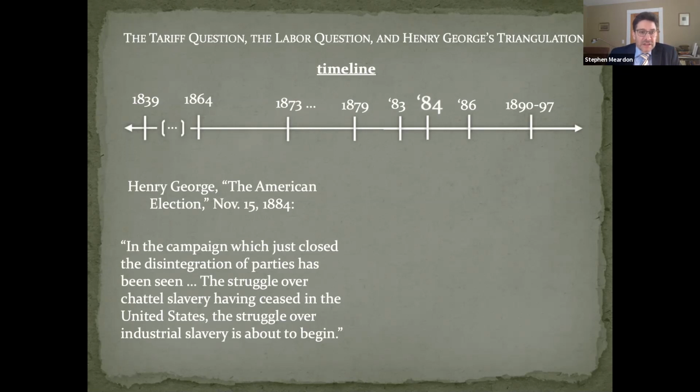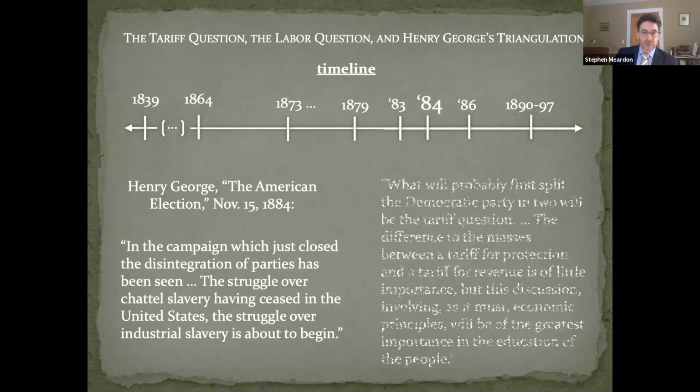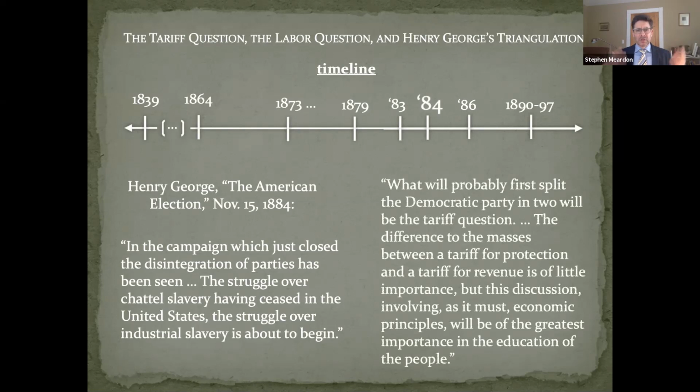In the election of 1884, he said that the campaign, having just closed and elected Grover Cleveland as president, would result finally in the struggle that he hoped would begin, the struggle to end what he called industrial slavery by the means that he proposed. His idea politically about how this would happen would be that perhaps the Democratic Party would be split in two by the tariff question.